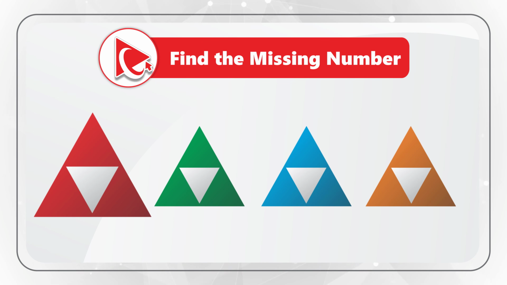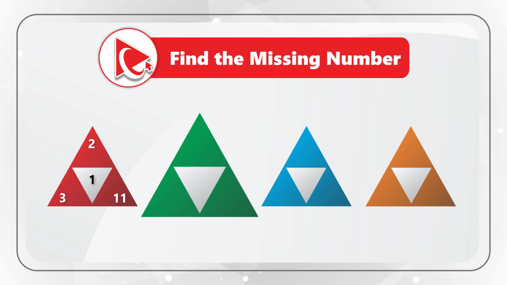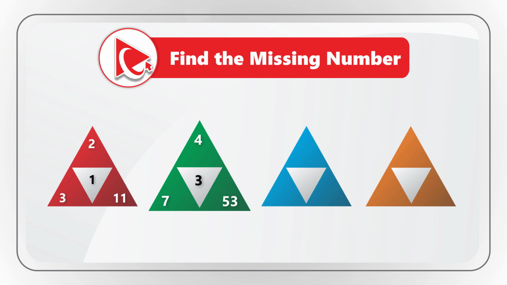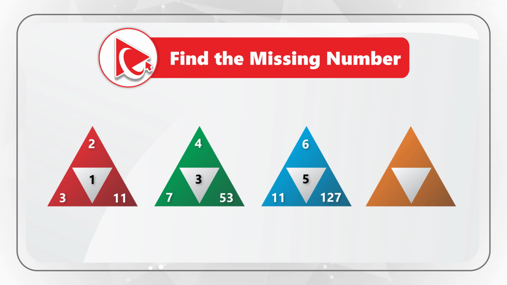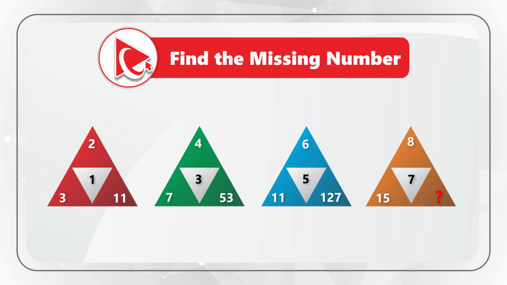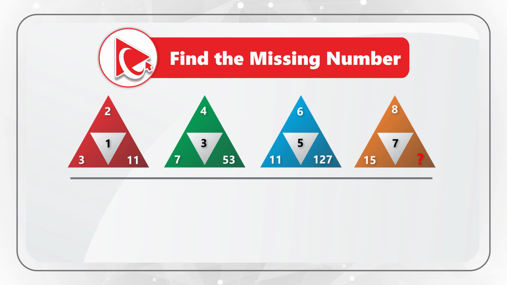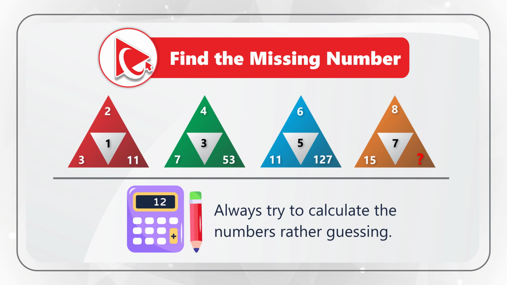The first triangle has numbers 3, 2, 11, and number 1 in the middle. The second triangle has numbers 7, 4, 53, and then number 5 in the middle. The third triangle has numbers 11, 6, 127, and number 5 in the middle. And then there is a fourth triangle which has the missing number, but also has numbers 15, 8, and 7. Can you take a close look to see if you can come up with the answer? One tip for you is that you do not need to guess the number, but rather you need to calculate it.